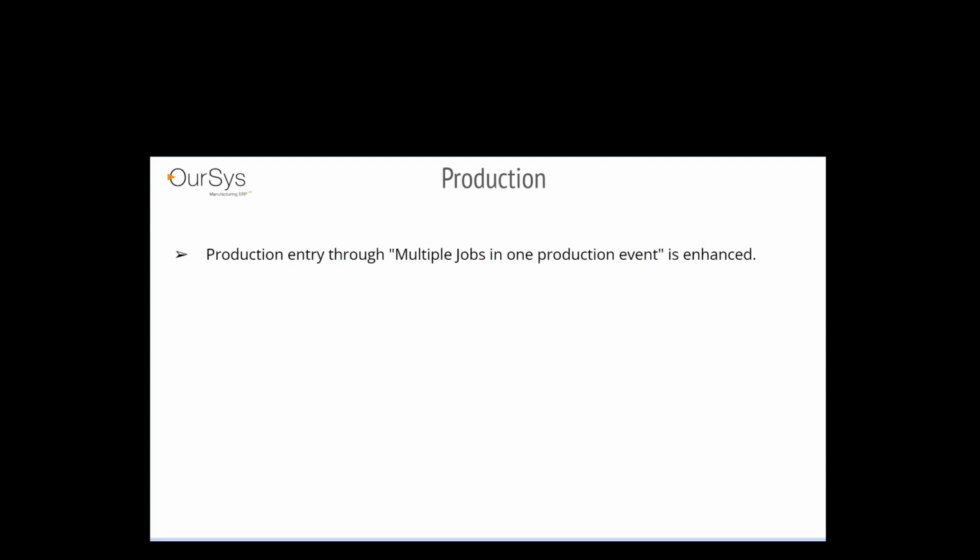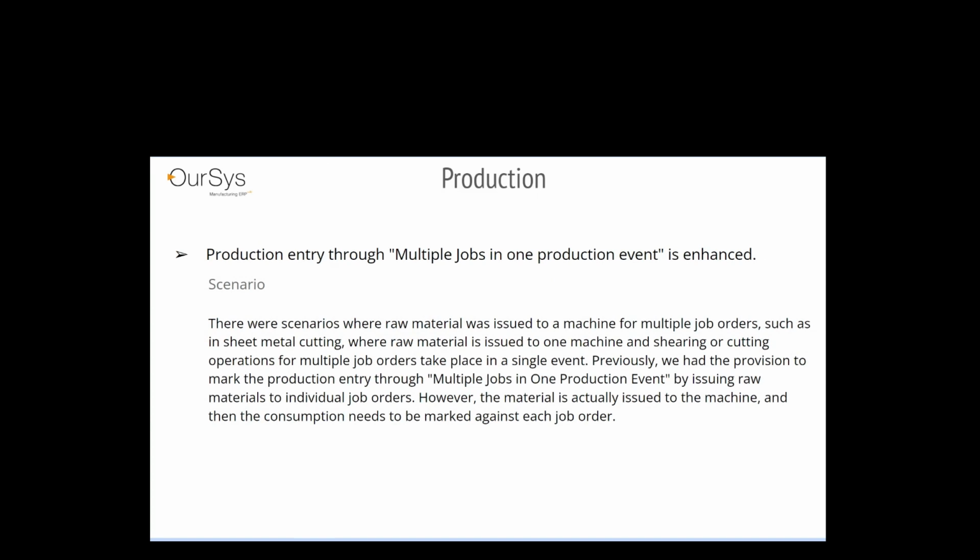Moving to the next provision, production entry through multiple jobs in one production event is now enhanced. In situations like sheet metal cutting, where raw material is issued to a machine for multiple job orders, the production processes used to be marked through multiple jobs in one production event in OurSys. This involved issuing material to the individual job order, but in reality, the material is issued to the machine and consumption needs to be recorded for each job order separately.